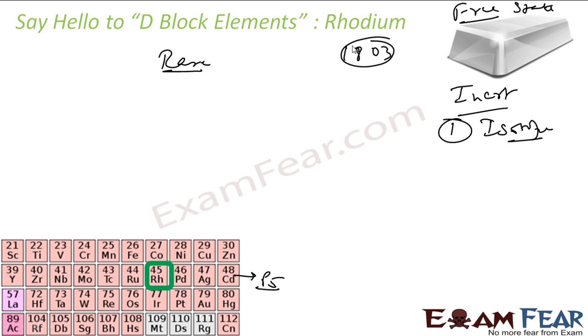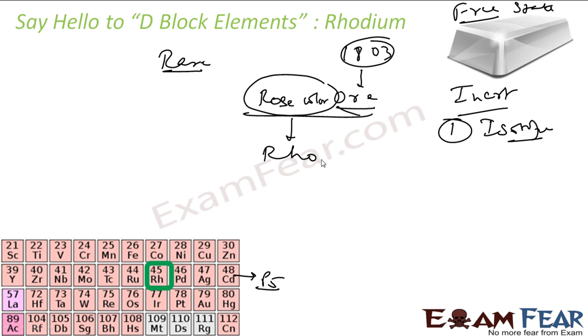It was discovered in 1803 in an ore, and this ore was rose colored. So it was discovered in an ore that was rose colored, and rose color in Greek is rhodon. From this, the word rhodium came.